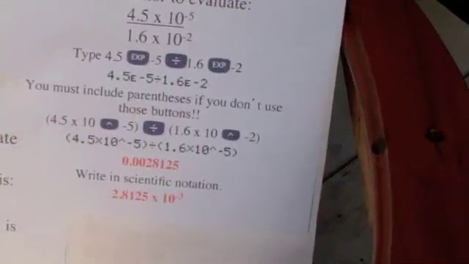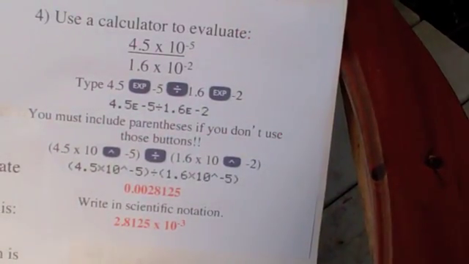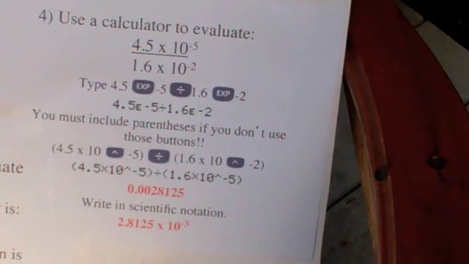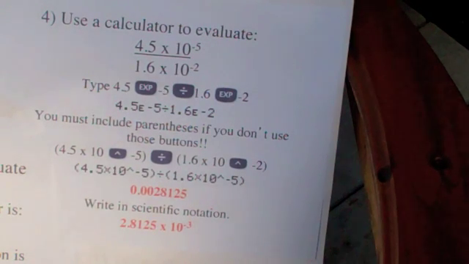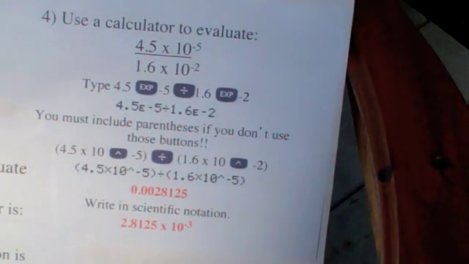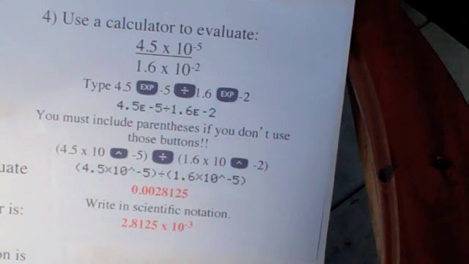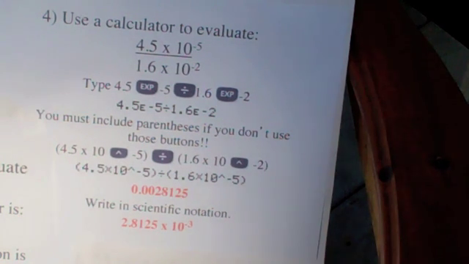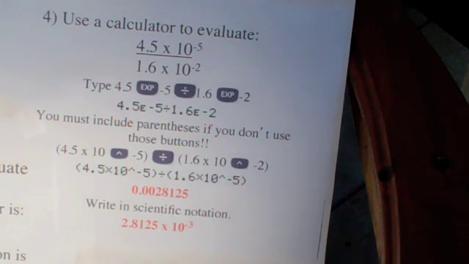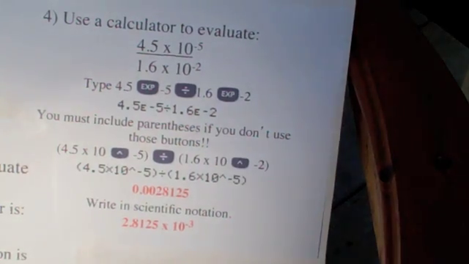Now let's take a look at using the calculator to evaluate this expression. We type in 4.5 EXP negative 5 divided by 1.6 EXP negative 2. If you decide not to use those buttons, then you've got to start typing in a whole bunch of parentheses. So those buttons are going to make your life a lot easier. As you can see there, in scientific notation, the correct answer to the problem is 2.8125 times 10 to the negative 3rd.